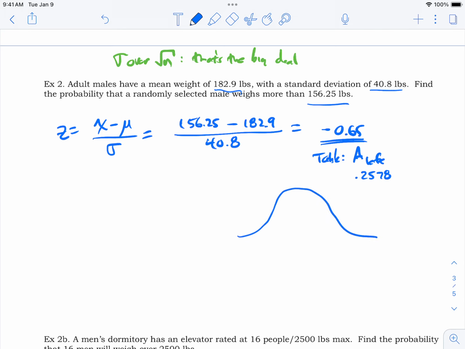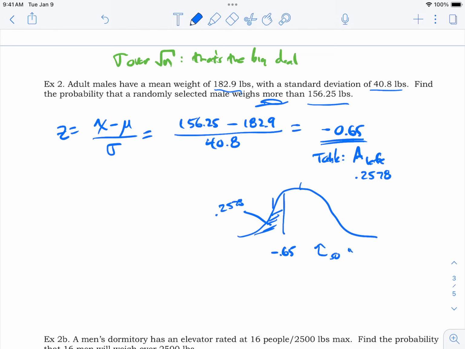So what's the situation here? It's always a good idea to kind of draw it out and say, well, the z-score was negative. Remember, 0's here, and at the inflection point is -1, so we're somewhere around here. Negative 0.65 is our z-score. Area left would be, of course, this area, 0.2578. Are we interested in area left or area right? Well, find the probability a randomly selected male weighs more than. We're interested in the area to the right.